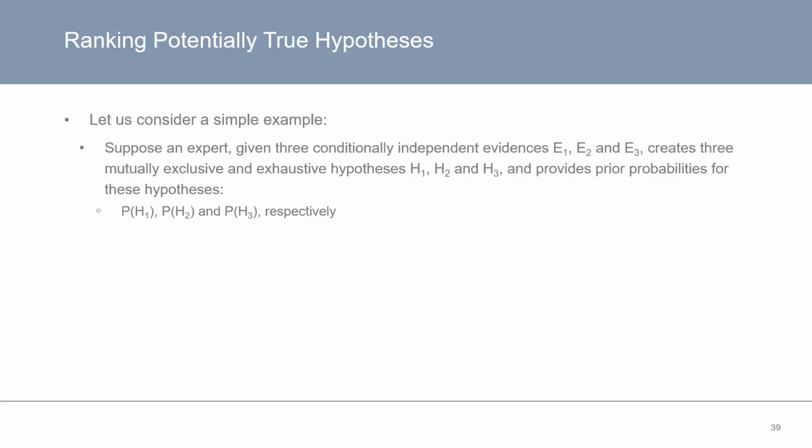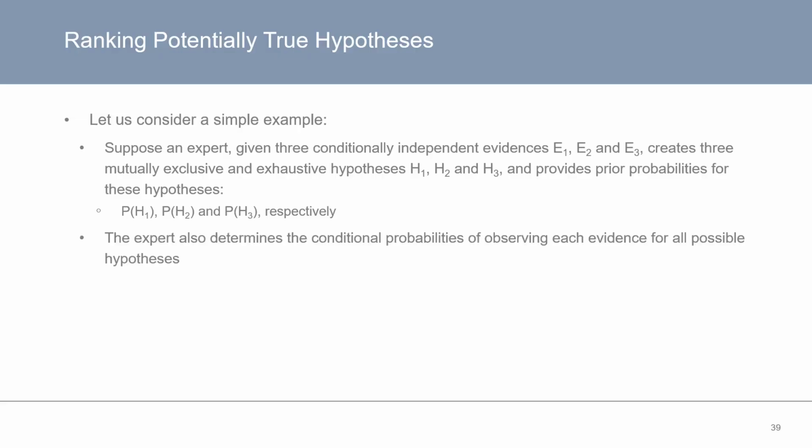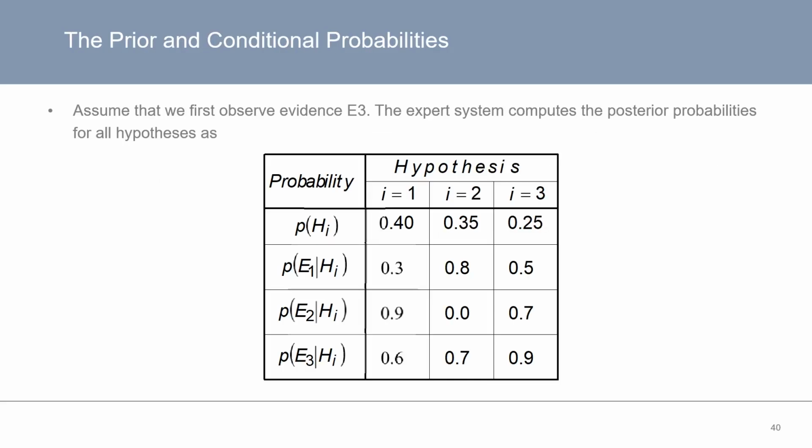Furthermore, they provide prior probabilities for all of these hypotheses, in other words, the probability of H1, H2, and H3 respectively. The expert also determines the conditional probabilities of observing each evidence for all possible hypotheses. This is all captured in this table here. At the top, we have our 3 hypotheses: i is 1, i is 2, and i is 3.